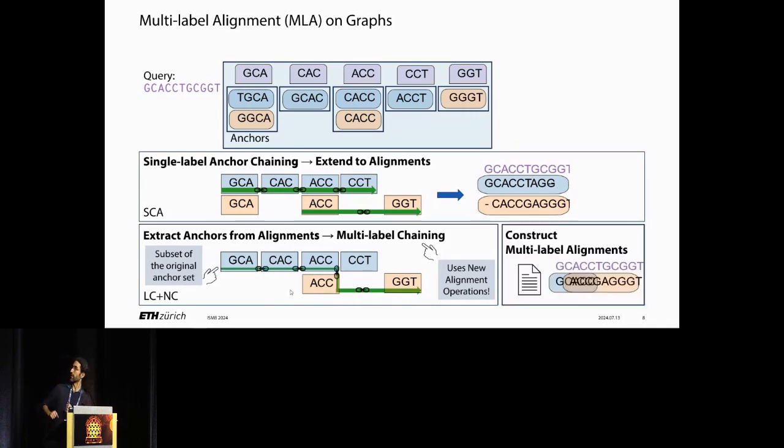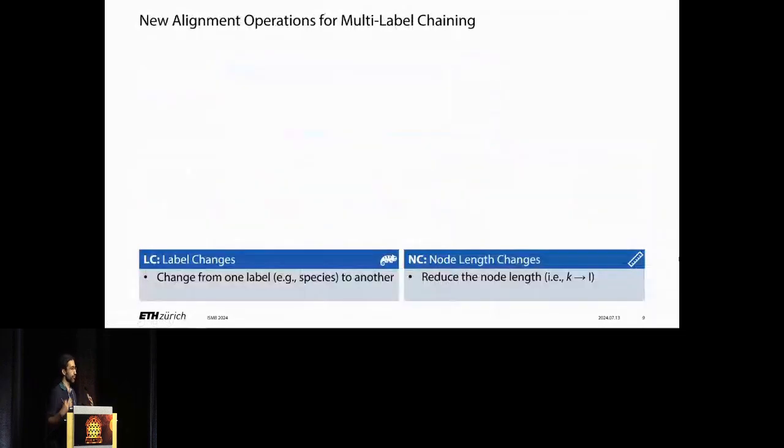Finally, what ends up happening afterwards is that we combine together fragments from the single label alignments using the multi-label chain as a skeleton to produce multi-label alignments. So now the two operations that we introduce are referred to as label change, where we can change from, let's say, one species to another, and the other is node length change, where we can reduce the length of K dynamically within the graph.